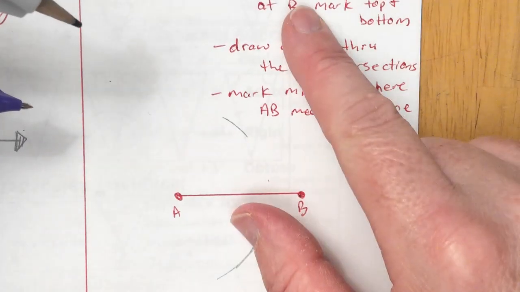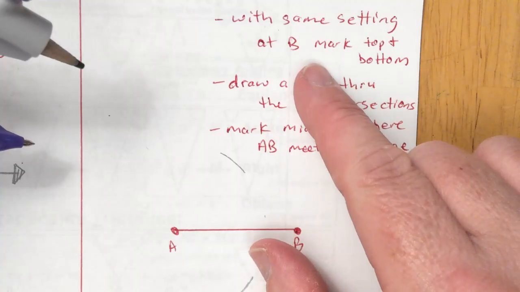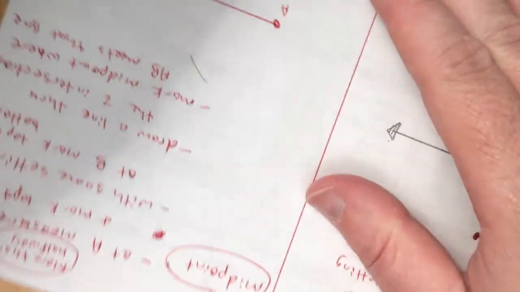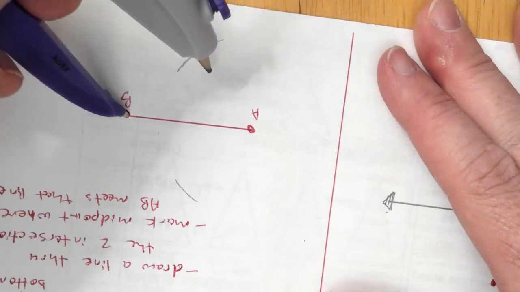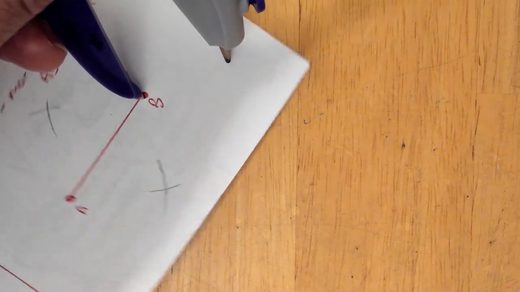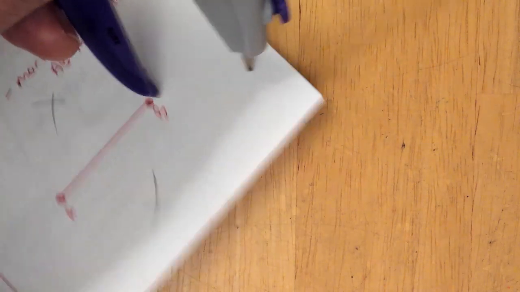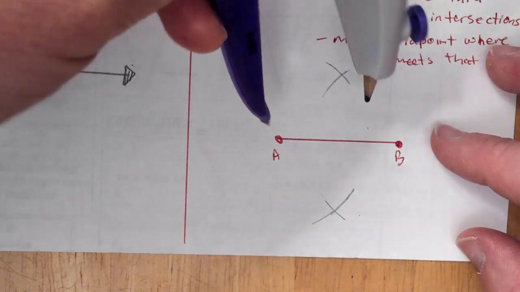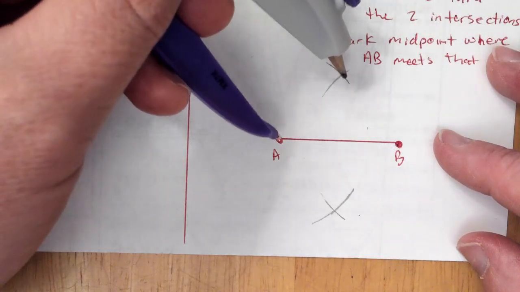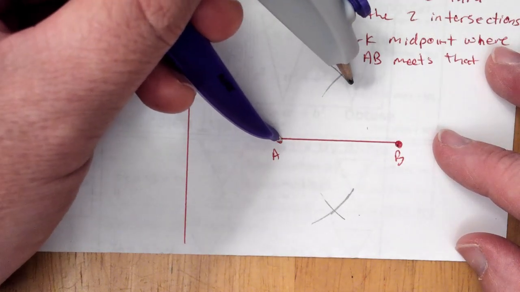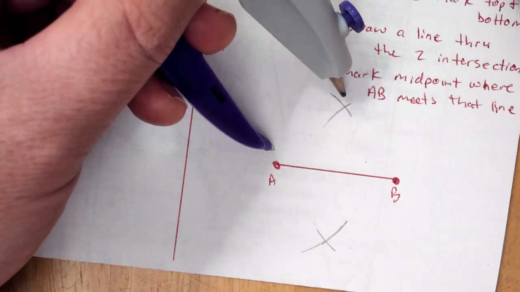Now, with the same setting, you're going to go to B, and you're going to mark the top and bottom. So I'm going to go here. So put all my weight on B. I'm going to mark the top and bottom. And it looks like that. Now, if you do not make that intersection, if they don't cross each other, you just need to make your line just a little longer. So just reset your compass and just make sure that it matches where you were at, and just make it just a little longer.